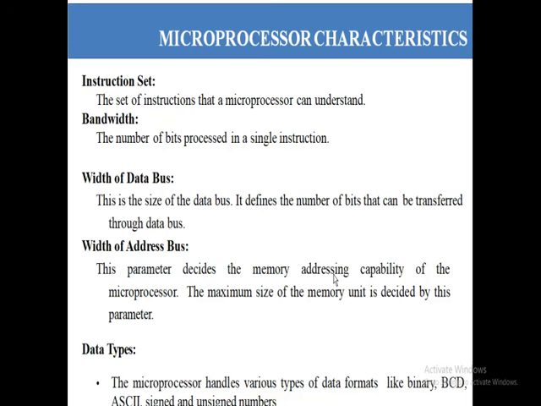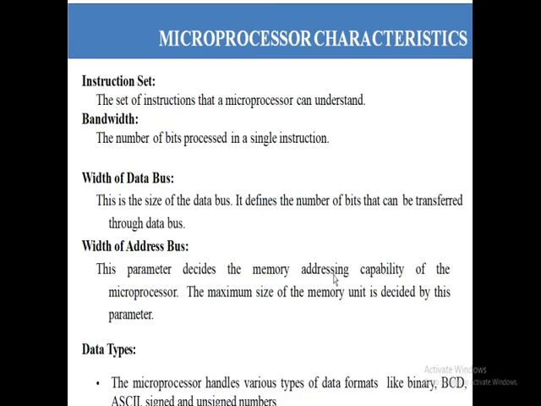Then width of the data bus. What is meant by bus? A bus carries passengers. In a normal bus, the bus carries passengers. Here the data bus means the bus carries the data. So the width of the data bus indicates the size of the data bus. Size of the data bus means how many bits can be transferred through the data bus.